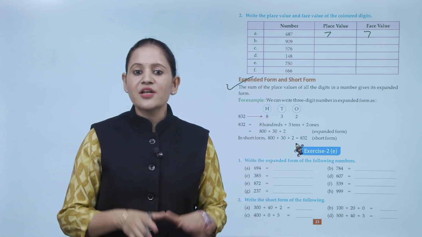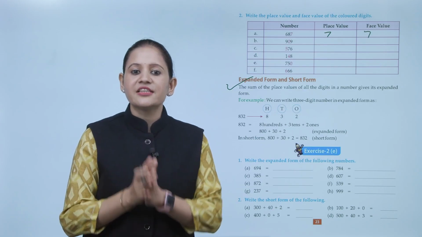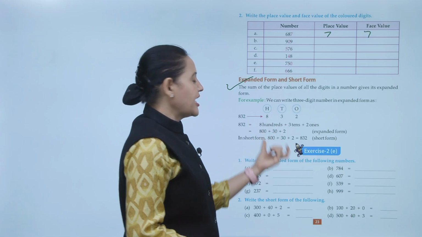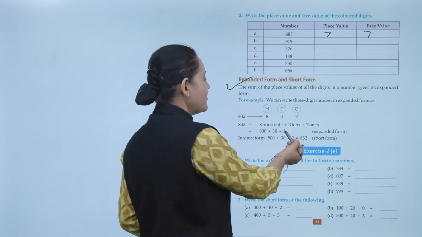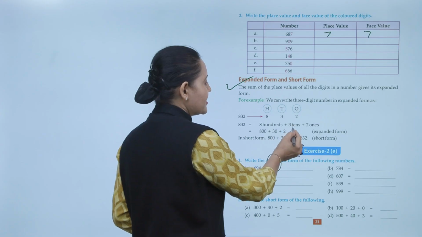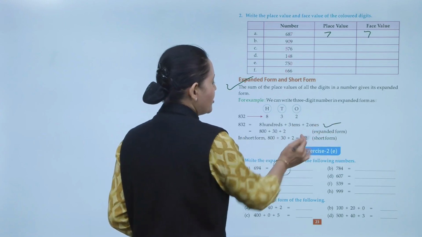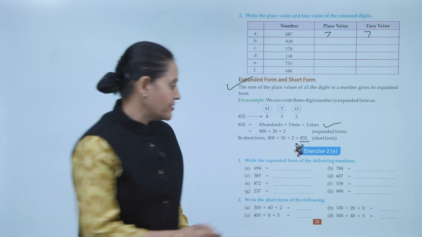The sum of the place value of all the digits in a number gives its expanded form. For example, we can write the 3-digit number 832 in expanded form. Expanded form में हम क्या लिखेंगे 800 plus 30 plus 2. 800 plus 3 tens plus 2 ones. So this is the expanded form and short form में हम लिखेंगे 832. Clear?